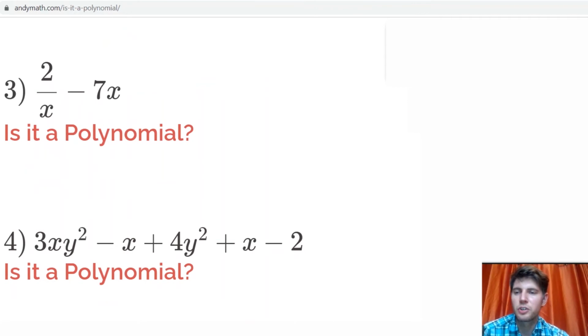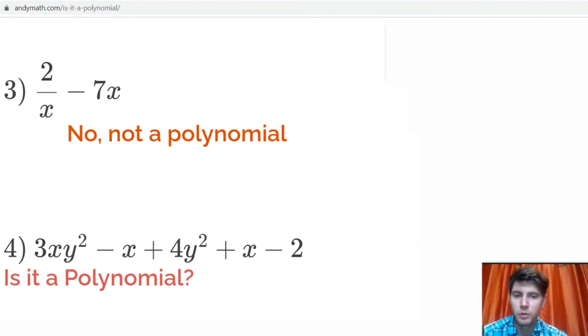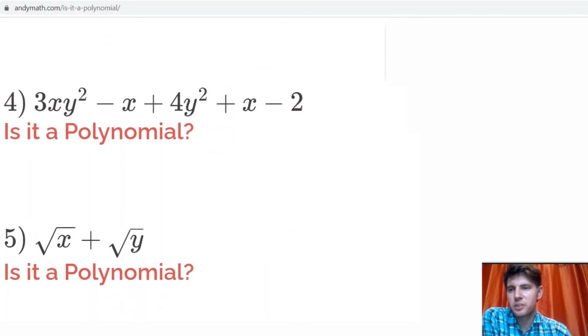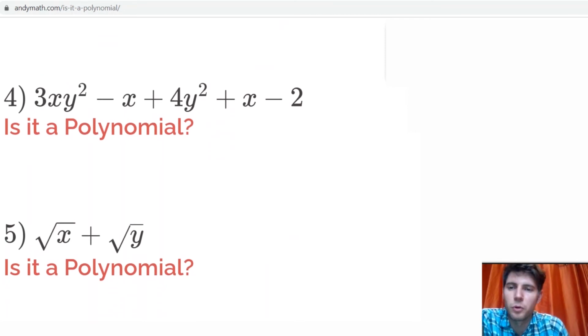Now for this one, 2 over x, this is no. This x in the denominator is what breaks it. So it's not a polynomial. Number 4, 3x squared minus x plus 4y squared plus x minus 2. So this one, even though there's an xy here, that's totally fine. Nothing wrong with that. This just has a bunch of terms being added and subtracted. Totally fine. So yes, this is a polynomial.